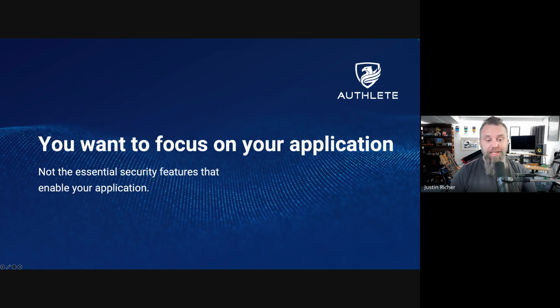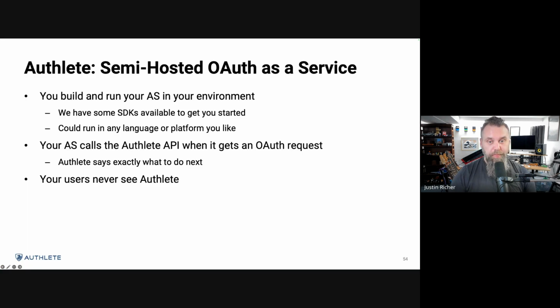Your goal is to deliver something amazing. But to do that, you need the best security that you can apply to that. Authlete offers this as a service. You build and run the AS yourself. You can run it with any language that you like. And you only call it when you need it. And finally, your users never actually see Authlete. It's all your environment. It's all your system. That's what's in the foreground. And that's the part that matters.